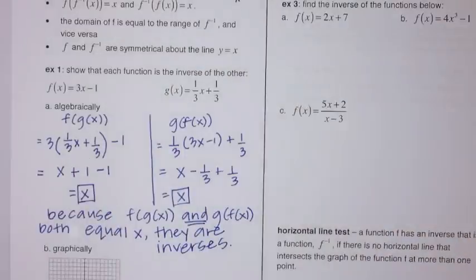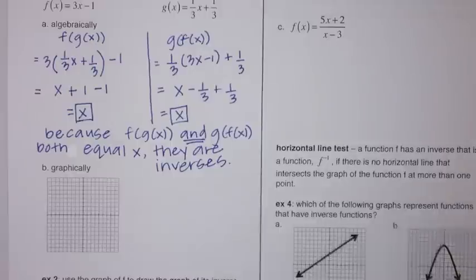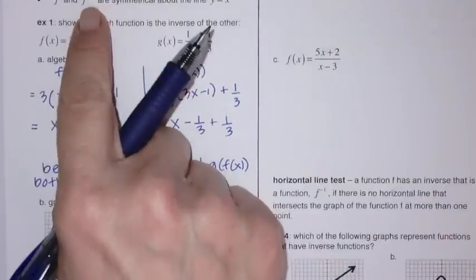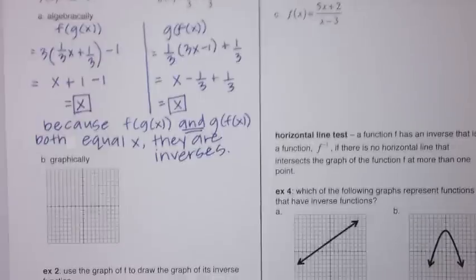Okay, so now we're going to move on to the graphical part. How would we do this graphically? Basically, we need to graph each function and verify, using this bullet point up here, that they are symmetric with respect to the line y equals x.